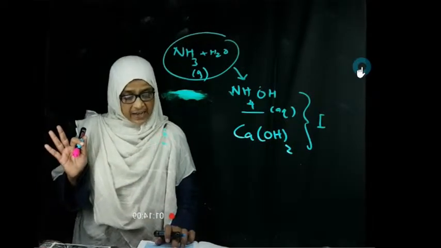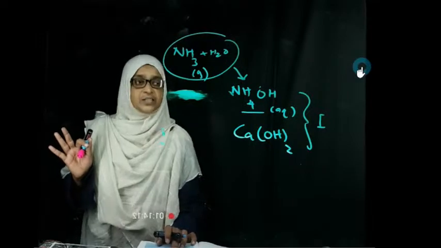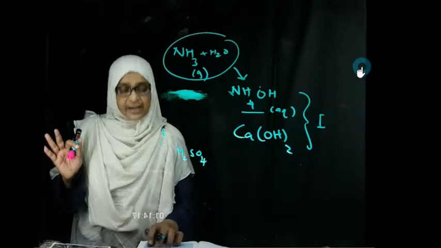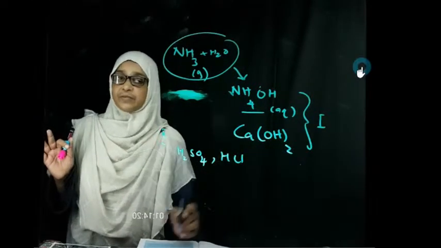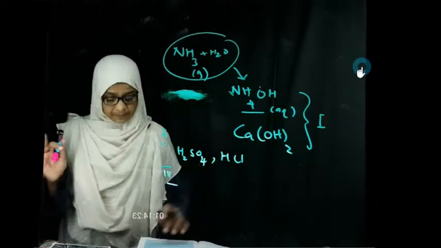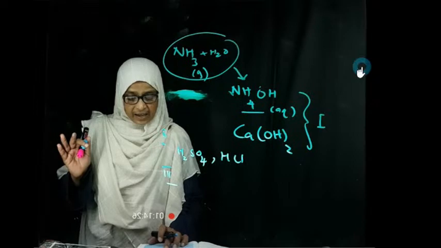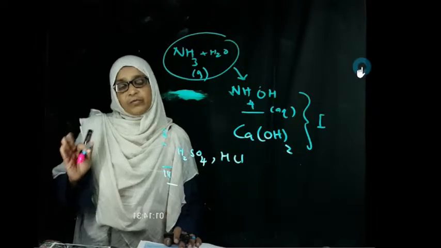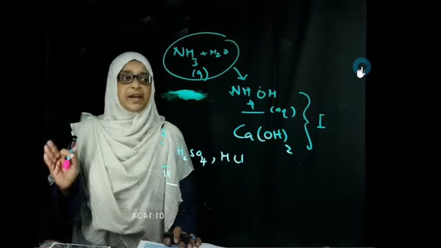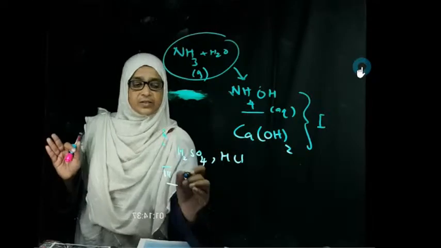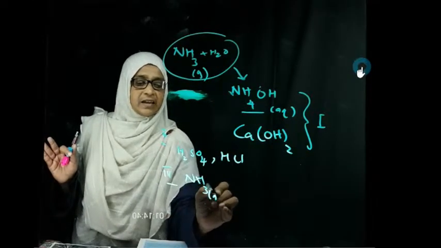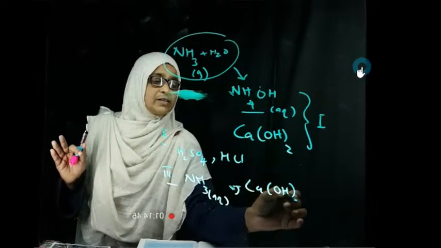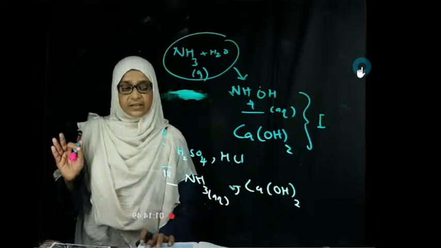And act as strong acid. What are strong acids? H2SO4 and HCl. That is the answer for the second one. Go to the third one. In gas and pH greater than 7. We know the range for a base is greater than 7. What are the bases? These two. So that is NH3 aqueous, comma, Ca(OH)2. Go to the next, the fourth one.